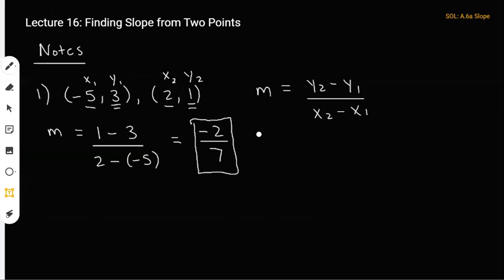Notice it's a negative number. Whenever we have a negative slope, that's going to correspond to a line that is sloping downwards. So as you go from left to right, the line is going to go down, and that is the sign of a negative slope.